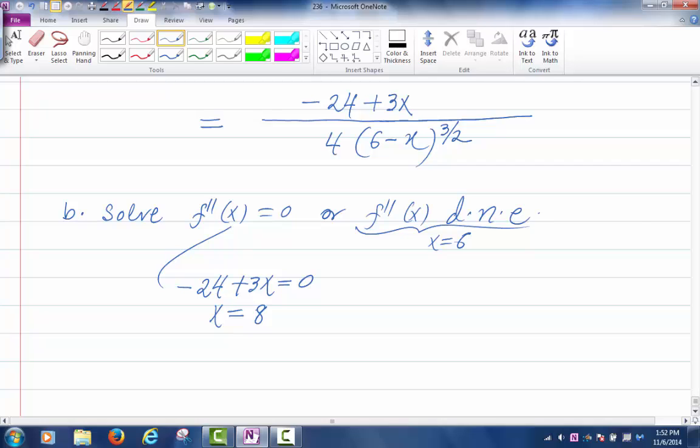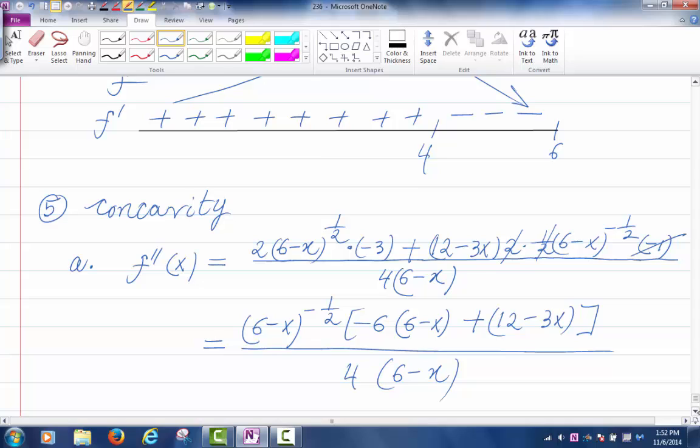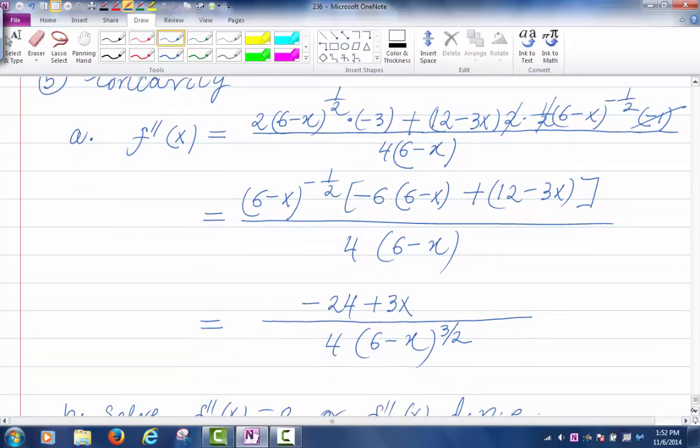Why is the denominator 4? Because you have a (6 minus x) to the negative half here, and this one has the same base, right? This is (6 minus x) to the 1, this is (6 minus x) to the negative half. So if I combine them in the denominator, I'll be subtracting negative half from 1, right? Is that making sense? It's like having, let's say, 4 to the negative 2 divided by 4 to the 4. You end up with 1 over 4 to the 6, right? Yeah.